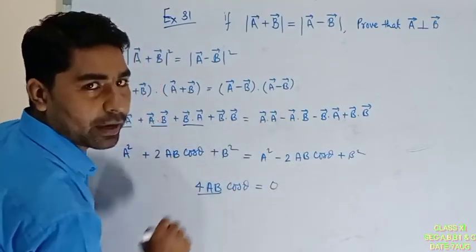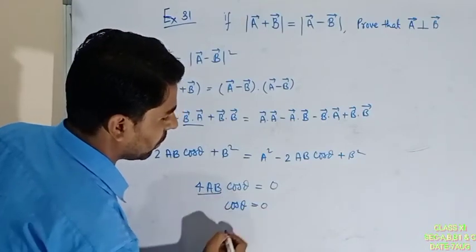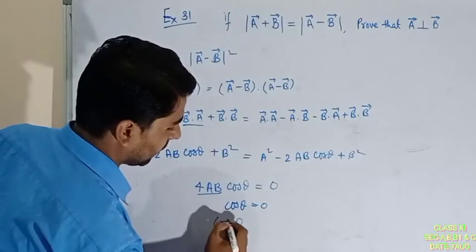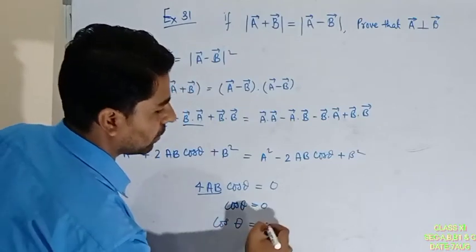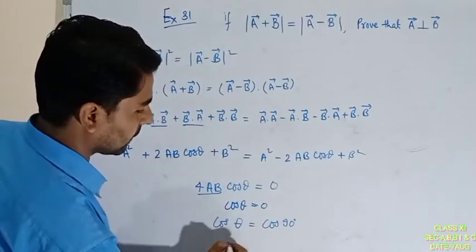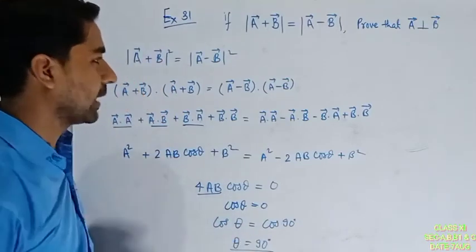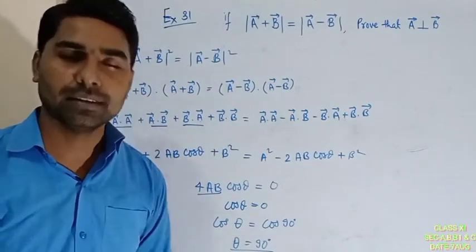This is again a constant value, so again cos theta is equal to 0. So cos theta is equal to 0 at cos 90 degree. Cos cancelled, so theta will be what? 90 degree. So we have proved that the angle between vector A and vector B is 90.